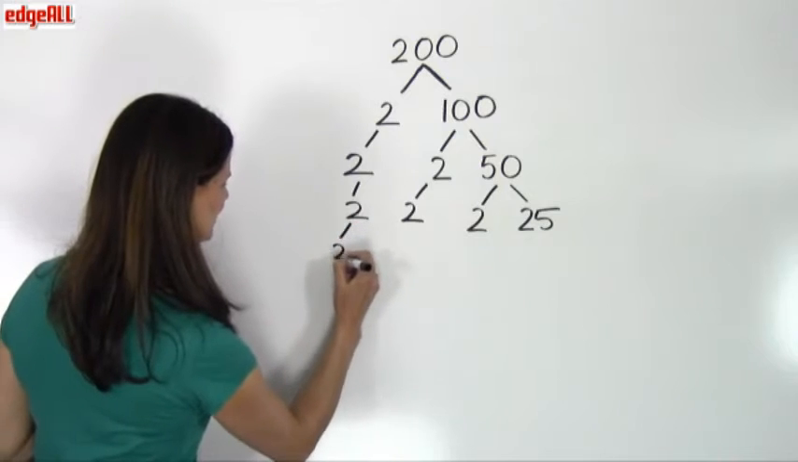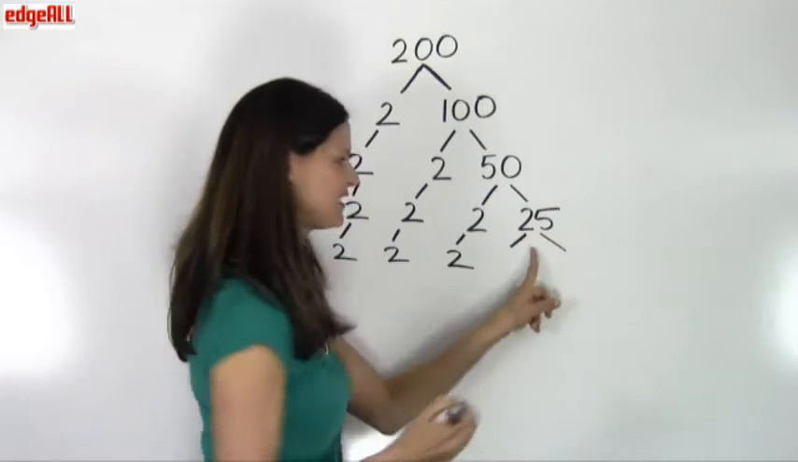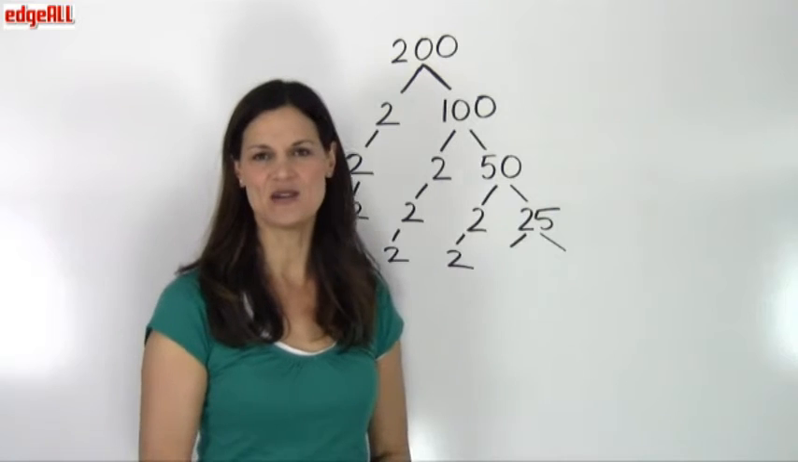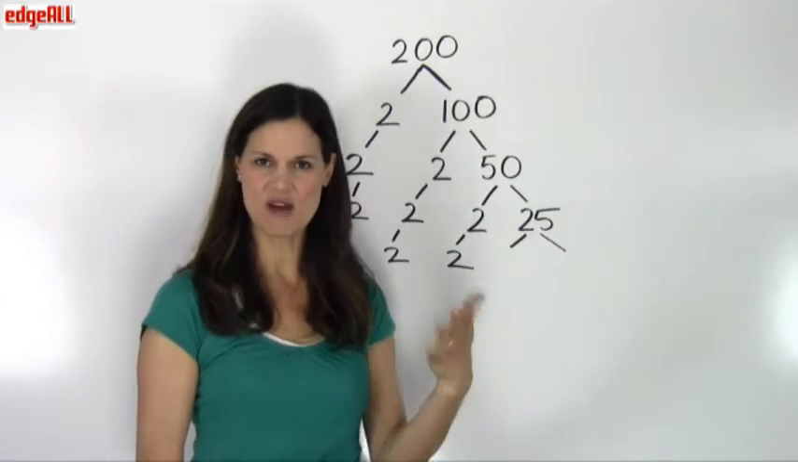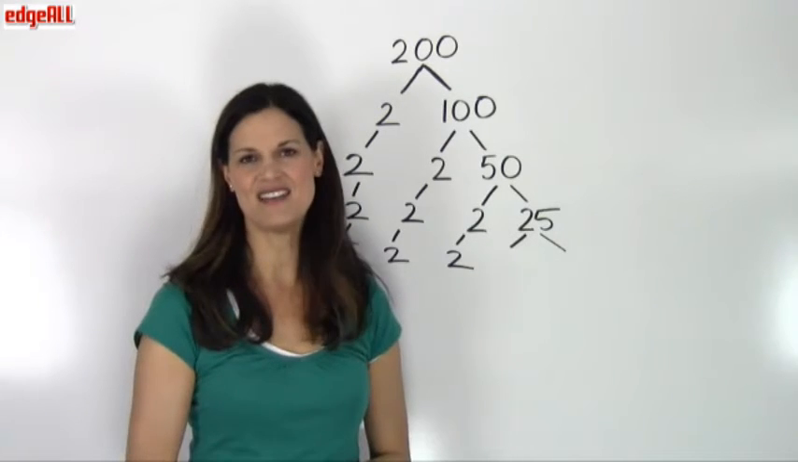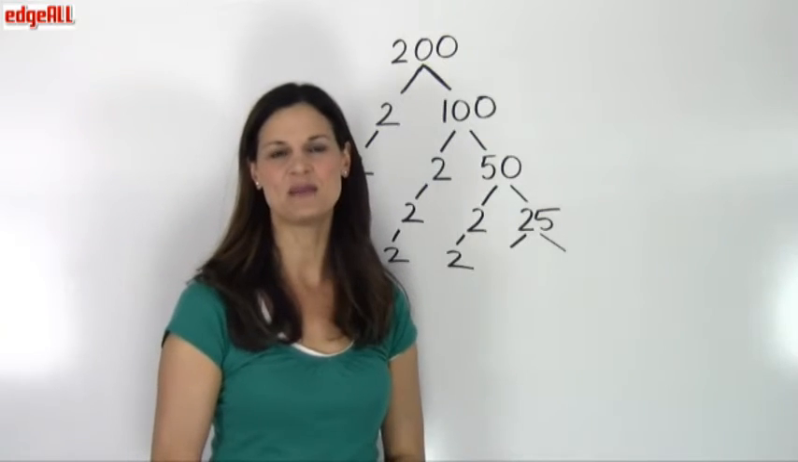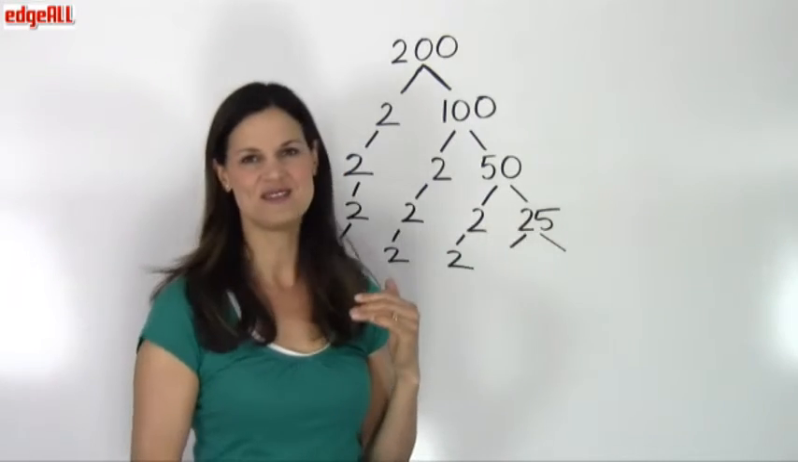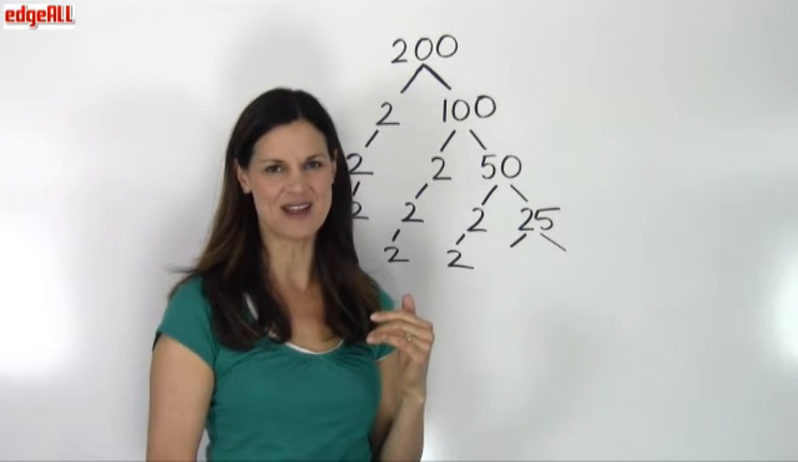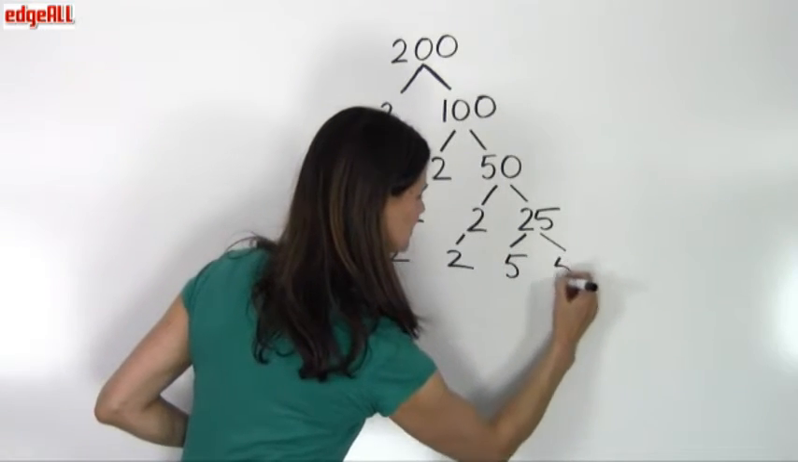So I leave my 2, 2, and 2, and now I have a 25 to look at. Now 25 is not an even number, so I know that it's not divisible by 2, and so I move up to my next prime number, which is 3, and ask myself, is 25 divisible by 3? No, it's not. So I move up to my next prime number, which is 5. Is 25 divisible by 5? Yes, 25 is divisible by 5. 25 divided by 5 equals 5, or 5 times 5 equals 25.